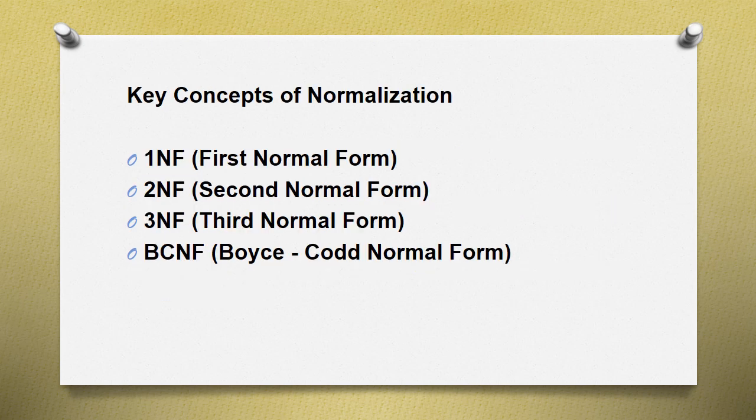Okay, the key concept of normalization, basically these are the different types of normalization: the first normal form, the second normal form, the third normal form, and the Boyce Codd normal form. We have more categories also, but in your syllabus there are only these 4 normal forms. So in this presentation we will discuss these 4 concepts of normalization. Let's move further.